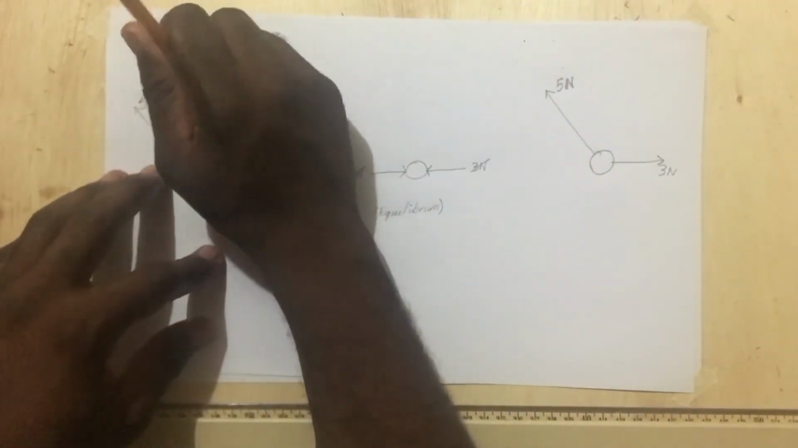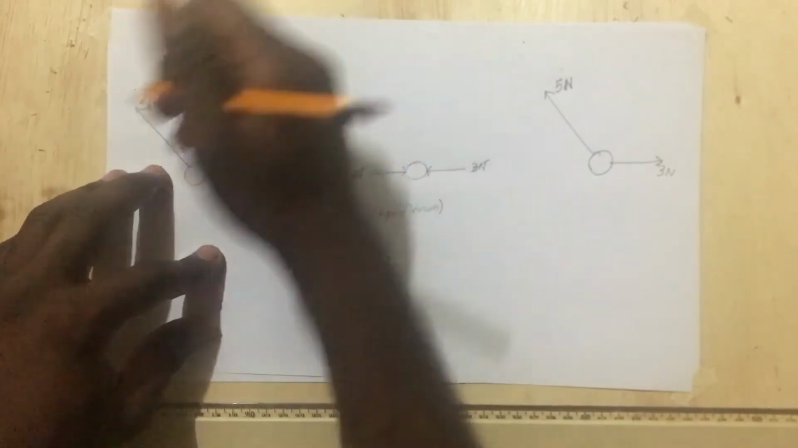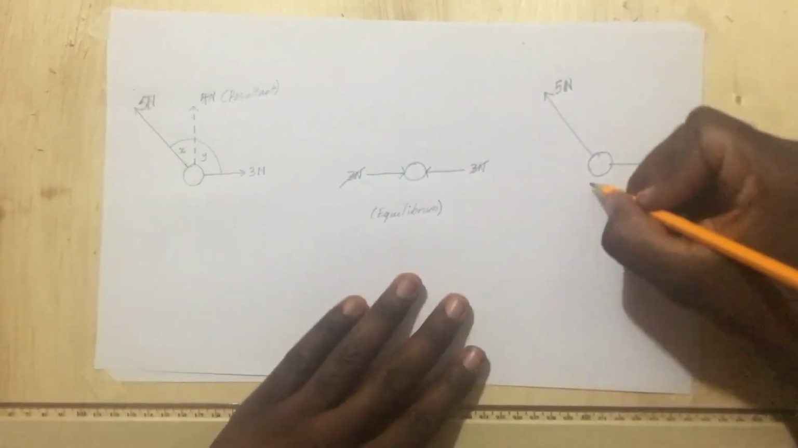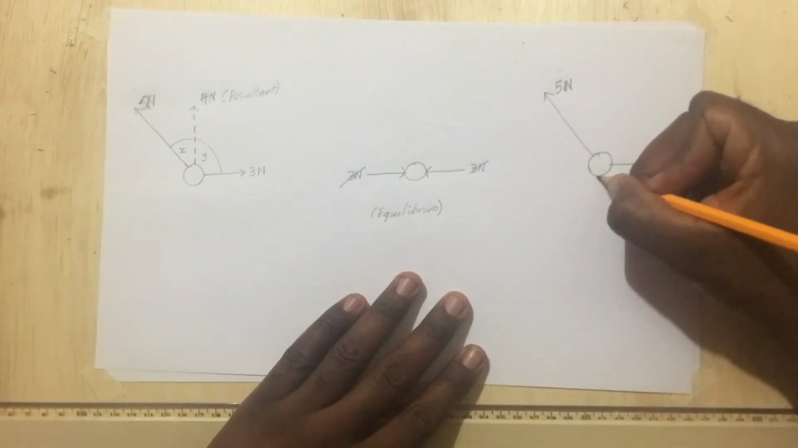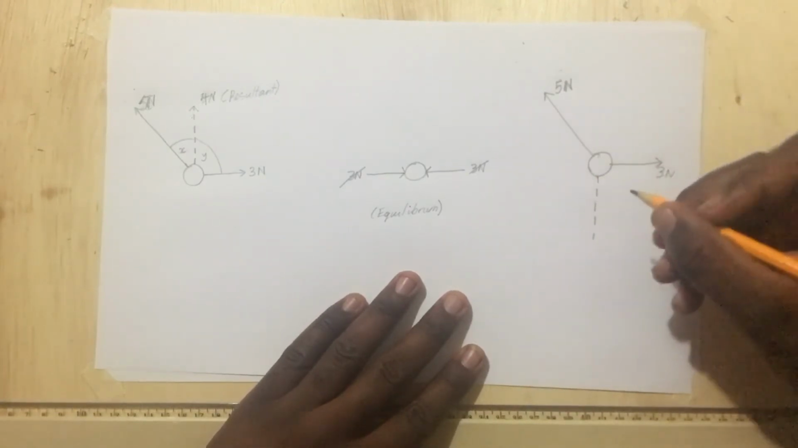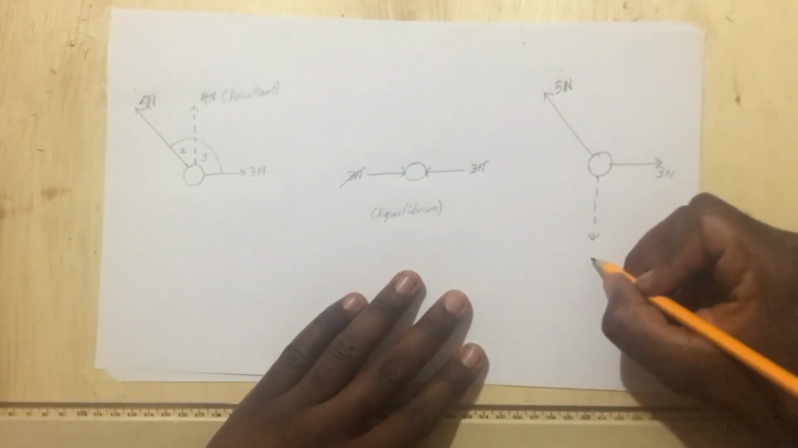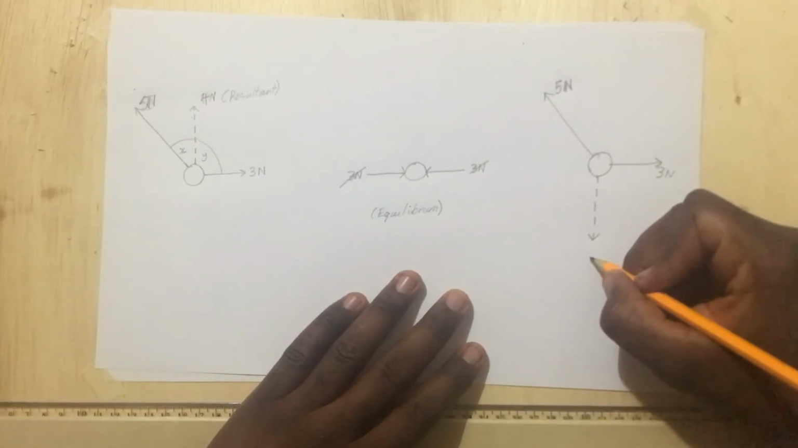Let's now give this resultant force a value. Let's say it was 4 newtons. You would now need a force of 4 newtons, but in the opposite direction. So this force is 4 newtons.